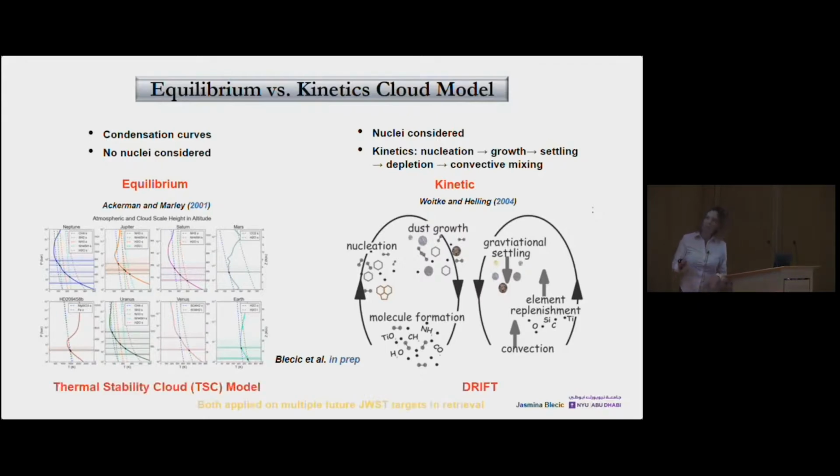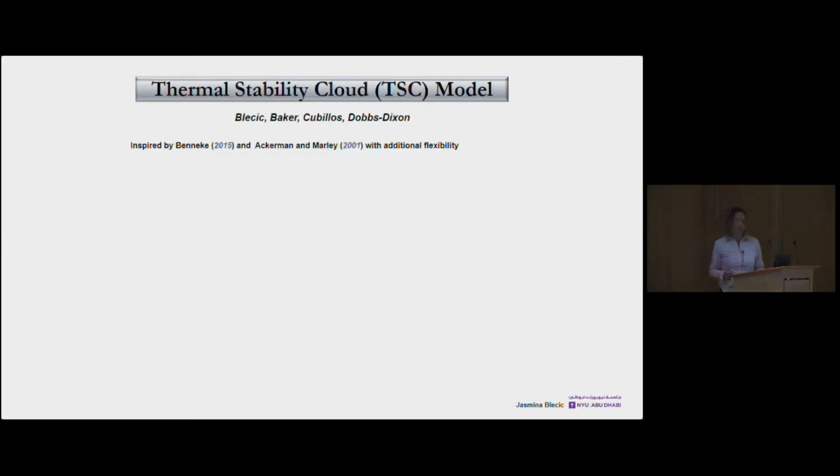And we actually implemented this equilibrium approach, and we call it the thermostability cloud model. That is actually a parameterized equilibrium approach. And we also have a fully self-consistent one-dimensional microphysical cloud model, which we call DRIFT. I applied both of these models on multiple JWST targets. So let me tell you first about the thermostability cloud model.